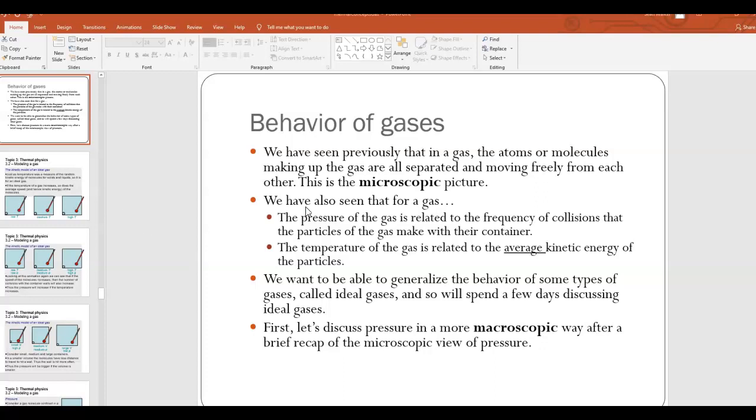Now, in that first video we talked about how temperature is the average kinetic energy of the particles making up an object. We also talked about the pressure of a gas. The pressure of a gas, as we saw in that first video, is related to the frequency of collisions that the particles of the gas make with their container. And so, in this section of the unit, we're going to be generalizing the behavior of some types of gases, which we call ideal gases. And so we're going to spend a few days talking about that.